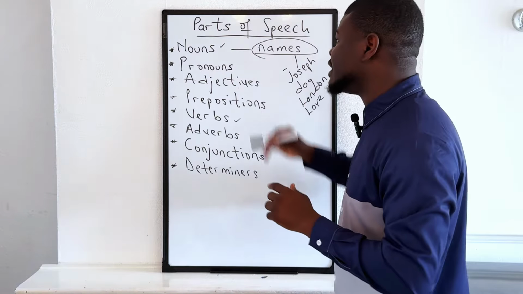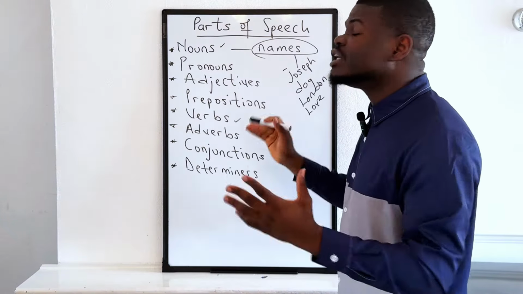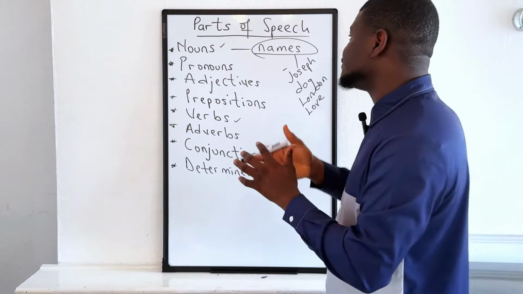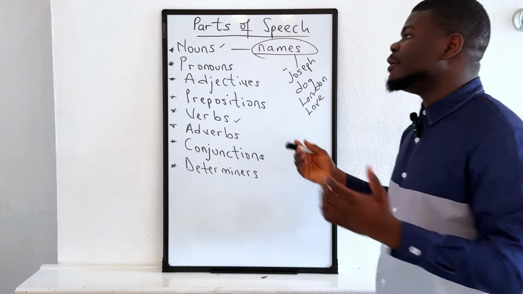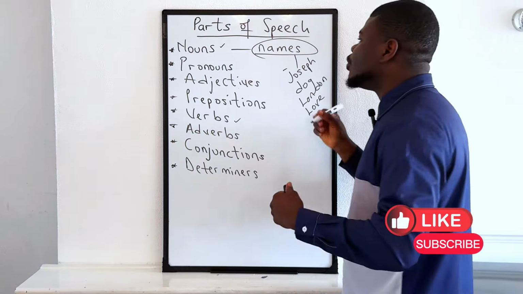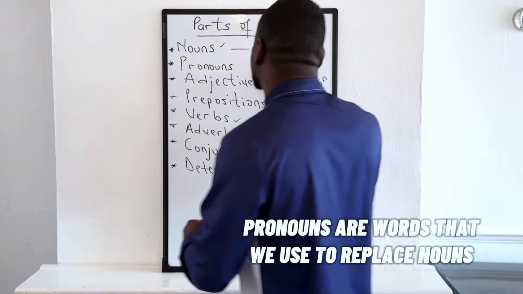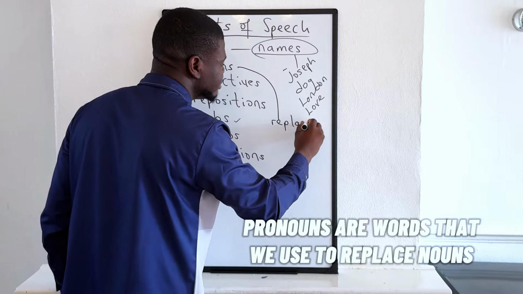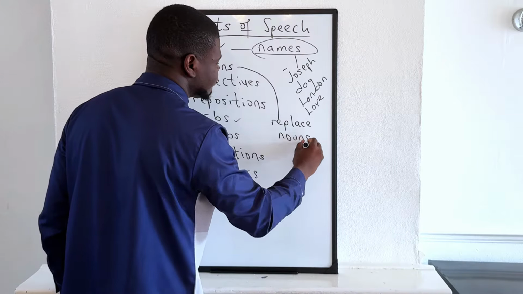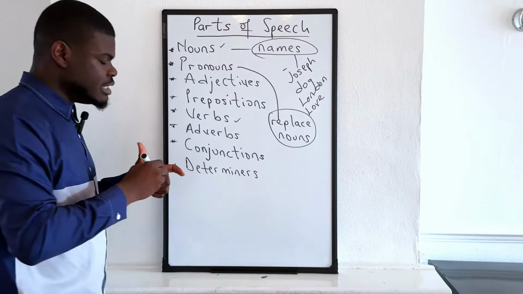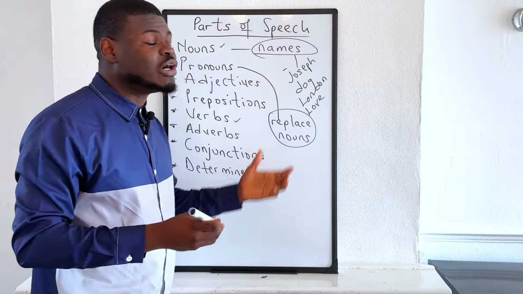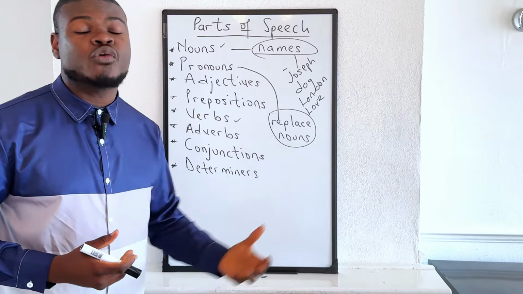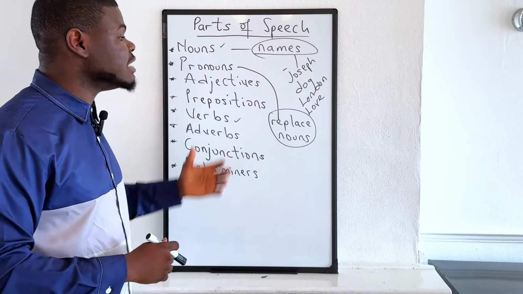The next category of words, and I've intentionally grouped these so that I could teach it in such a way that you could easily understand. So if nouns are names, what then are pronouns? Pronouns are words that we use to replace nouns. Simply put, pronouns replace nouns. Nouns are names. Pronouns help us so we don't have to repeat nouns over and over again. So words that replace nouns are pronouns.